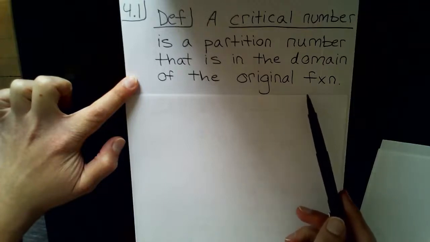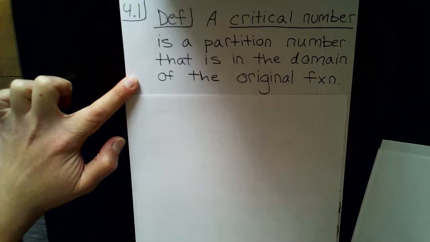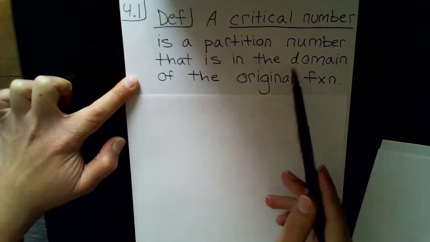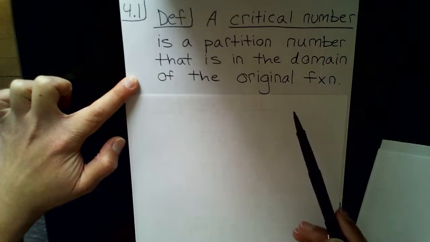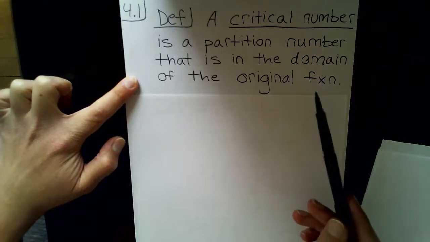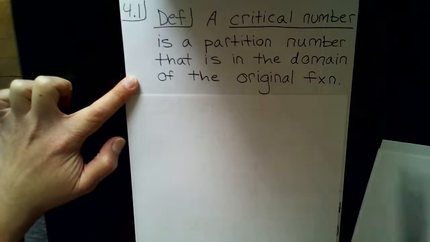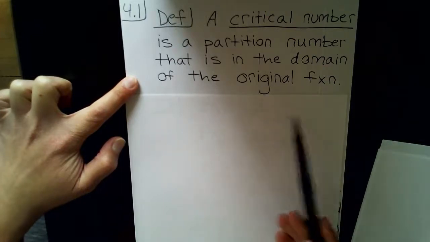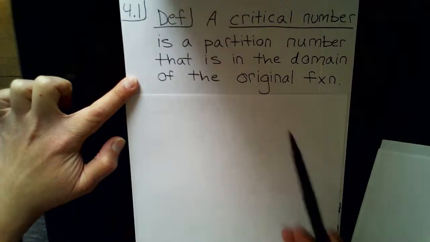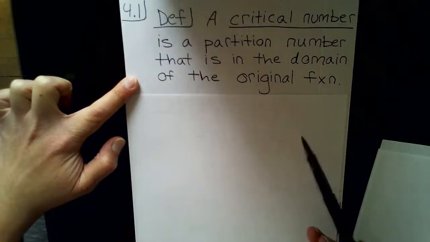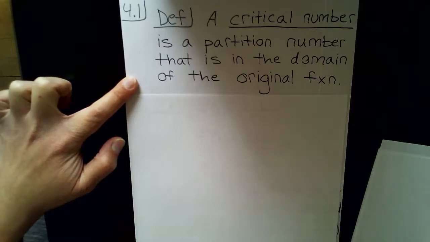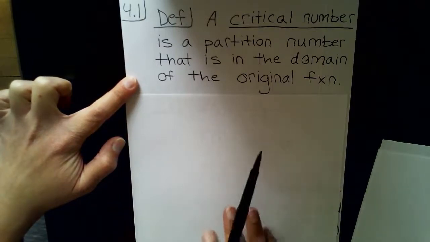If you end up getting does not exist, an imaginary number, or undefined, then that partition number is not a critical number. But if you get something like f of 2 equals 5, meaning you got a real result by plugging in 2 into your function, then that x equals 2 value, that partition number, is a critical number. So let's go over an example with this.